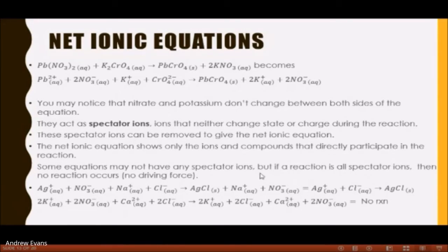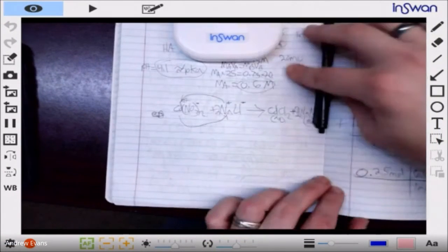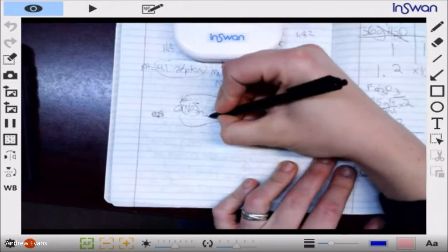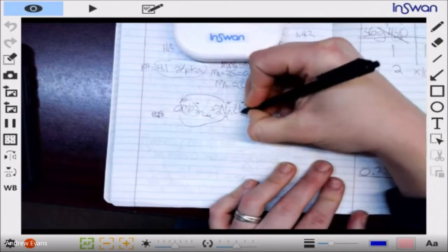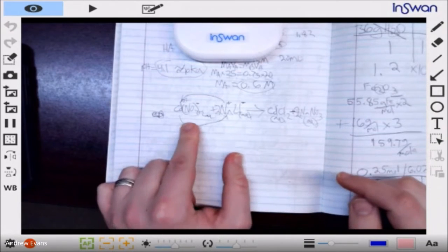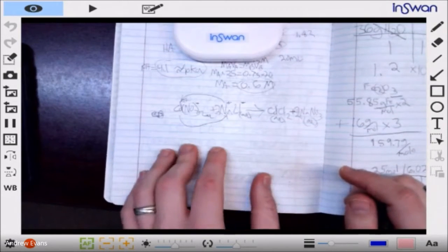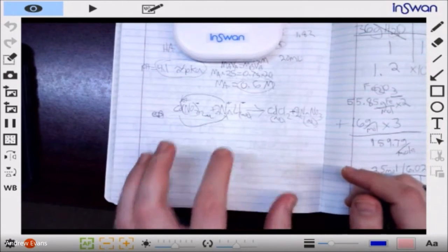But in the case of potassium nitrate and calcium chloride goes to potassium chloride and calcium nitrate, we have no reaction. So I want to go back to the DocCam because I just did a problem just like this. So let's look at this. This guy is aqueous, this guy's aqueous. How we wrote this double displacement reaction is these guys swapped places. Writing these down on a piece of paper like this, it looks like we have a reaction.